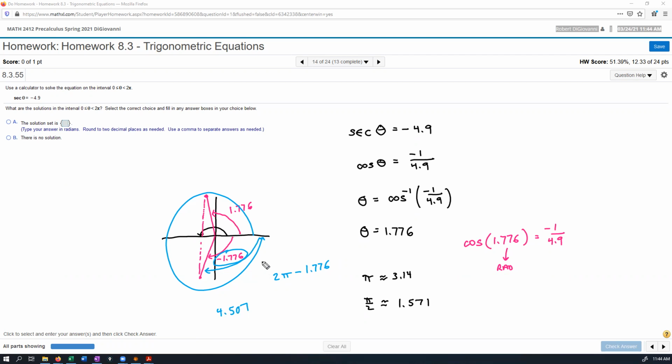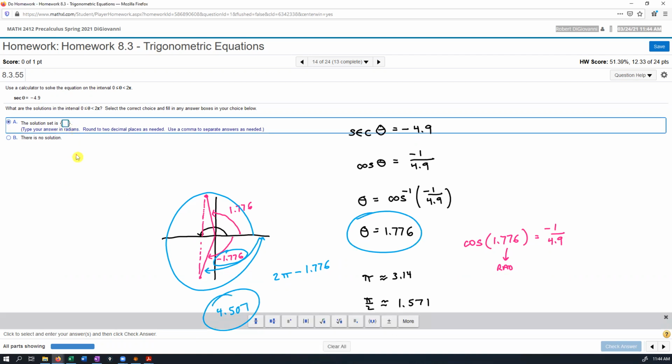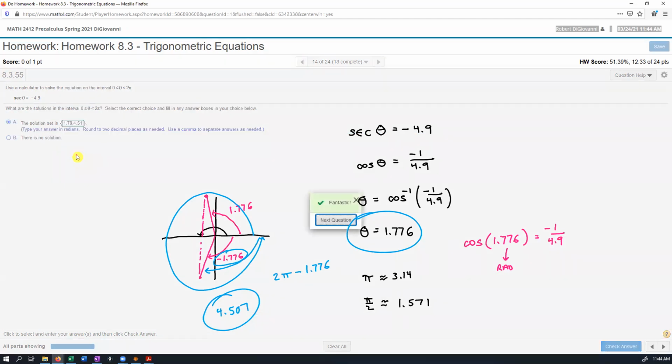Okay, so I have 2 angle answers, this one and this one. Let's round to 2 decimal places. The first one is 1.78, and the other one rounds to 0.51. Okay, it took it. So the tricky part of this problem is that when you use the inverse trig function, it only gives you one of the 2 answers. You have to look at the geometry of the problem to figure out the other one.